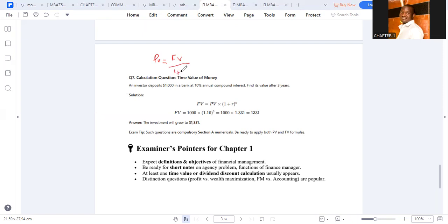So basically, this is the introduction to financial management. Are there any questions? All right. We proceed to chapter 2.